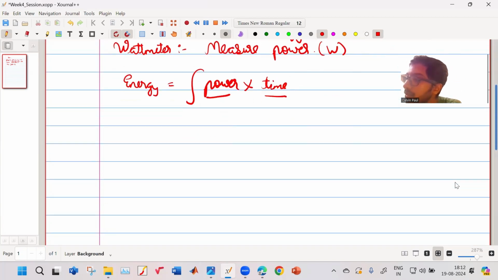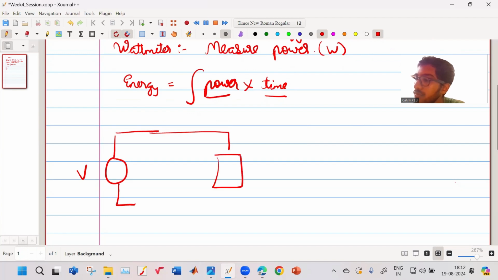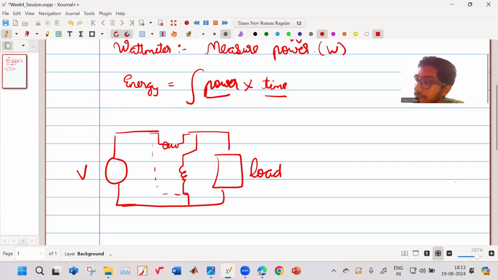Now, suppose I have some voltage supply, and you have some load. If you want to measure the power, you will connect a wattmeter. The wattmeter will have a current coil. Then the wattmeter also will have a pressure coil. So this entire thing becomes your wattmeter. This is your current coil. This is your pressure coil.